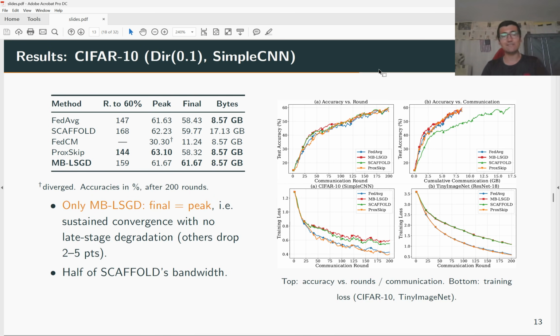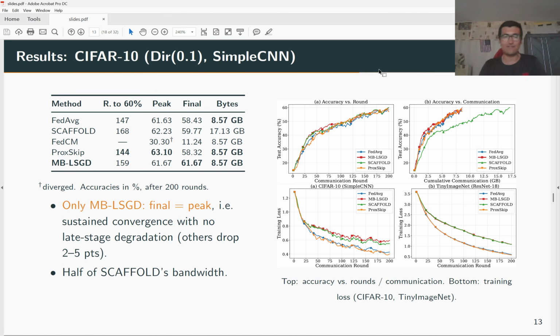Here are the CIFAR-10 results. Let me start with this speed column, and you'll see it does not favor us. ProgSkip is the first to reach 60% accuracy at round 144. FedAvg follows at 147. We get there at 159. Scaffold at 168. So we are not the fastest out of the gate.